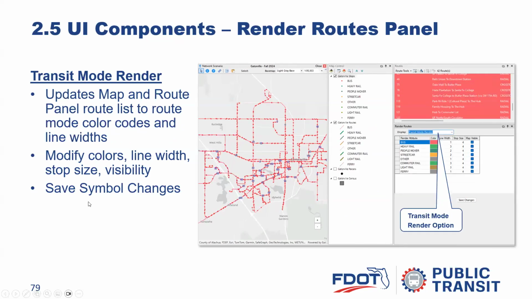Okay, same with transit mode render. This is by mode instead of route type. So same thing, if you wanted to display your information by transit mode render option, you can do that and then save the symbol changes that you would modify, and then it would be there when you came back to it again.